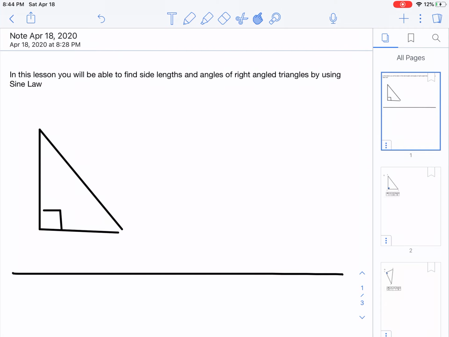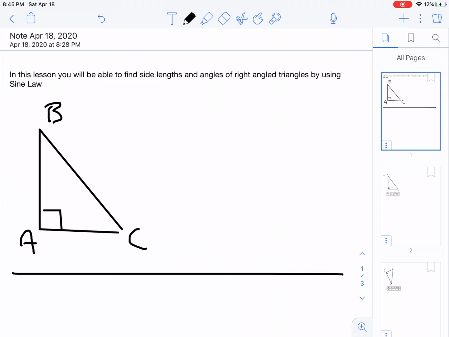In this lesson, you'll be able to find side lengths and angles of right-angled triangles by using sine law. So when we first start to look at these kinds of questions, we need to remember to label our corners with capital letters A, B, and C. And I'm just putting those anywhere. It doesn't matter what corners the letters go on.